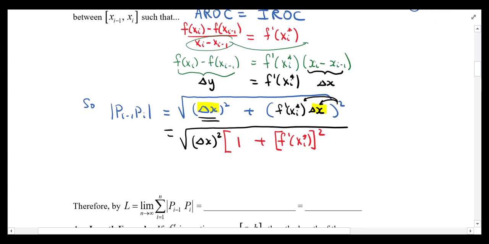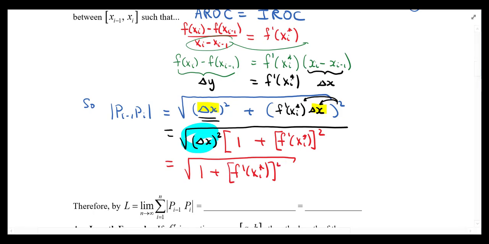Now this is kind of interesting because I can now take out this part, the square root of delta x all squared. Well, that's just delta x, and I'm going to put that at the end. So I'm going to rewrite this as the square root of 1 plus f prime of x sub i star all squared, and then that delta x is now out here. So this is another way of writing the distance between those 2 points, that really short, small line segment.